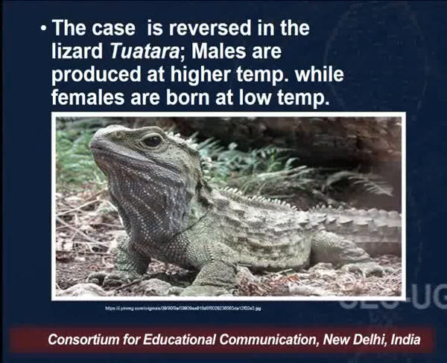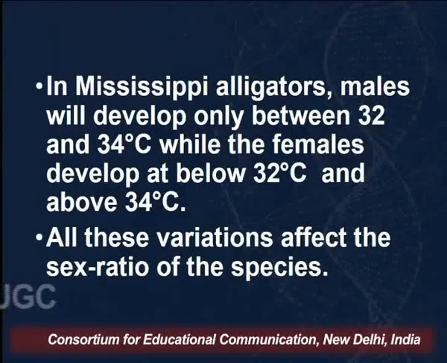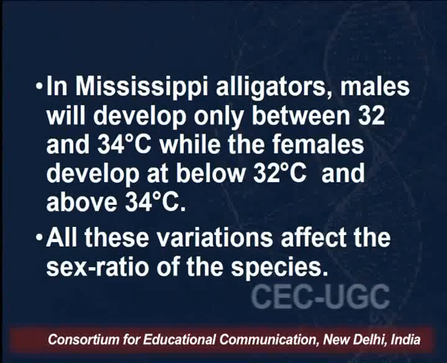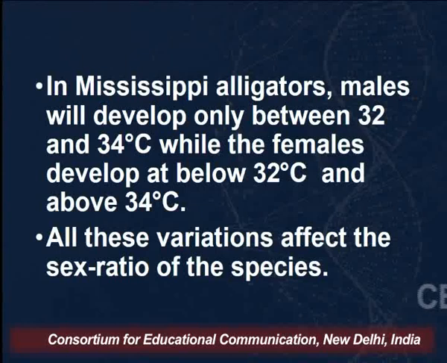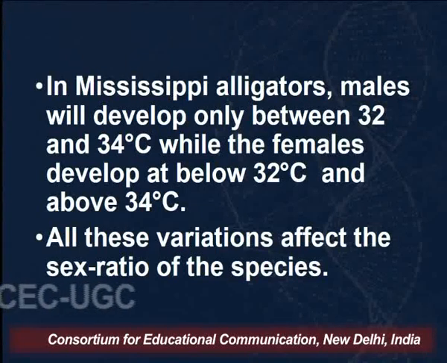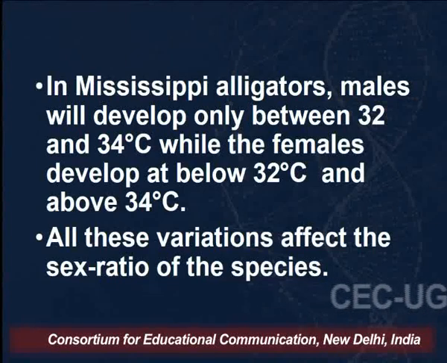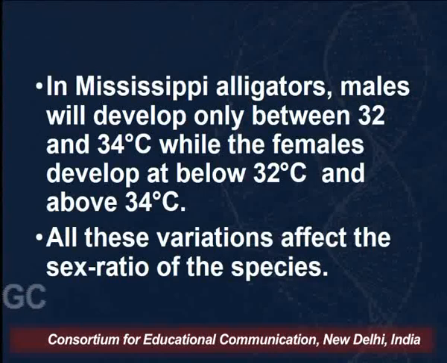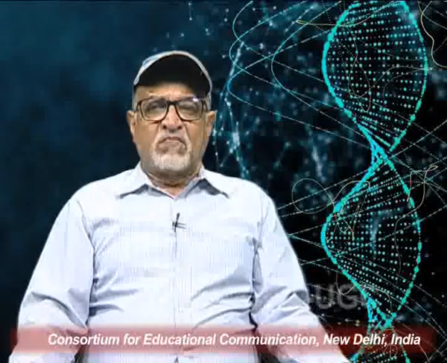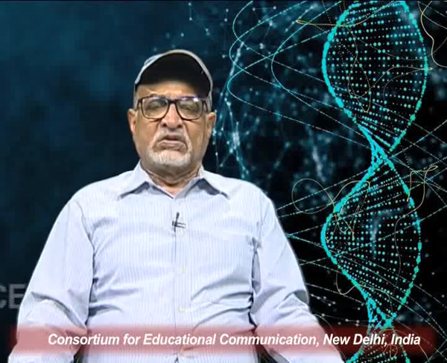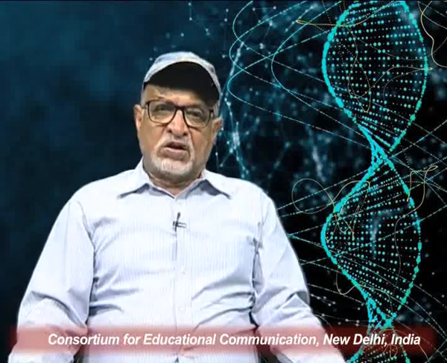So that means both types of situations are possible. For example, you will find in alligators, specifically the Mississippi alligators, there is a very specific range of temperature, say between 32 and 34 degrees Celsius, where males will develop, and below 32 and above 34 the females would come. So what is the impact of this type of fluctuation? Obviously, if there are gross variations in temperature, it would definitely affect the sex ratio of the species too.